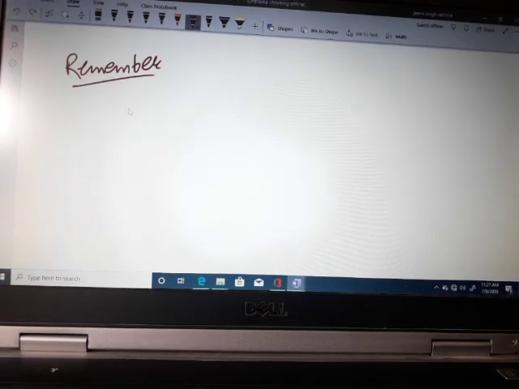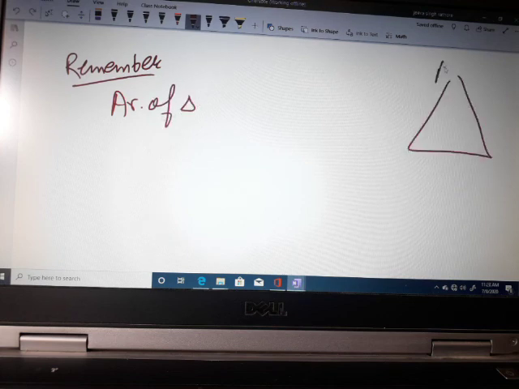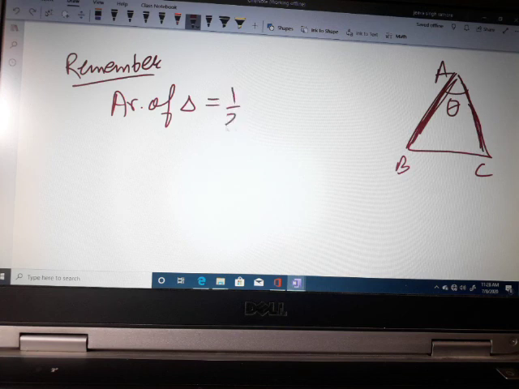Remember the area of any triangle having the angle theta between the sides. Suppose this is the triangle ABC. So you have to find the area if theta is the angle between these. How can you find the area? This is the formula you have to remember: 1 by 2, already explained in the first lecture, this side AB into this side AC into sine of theta between them.